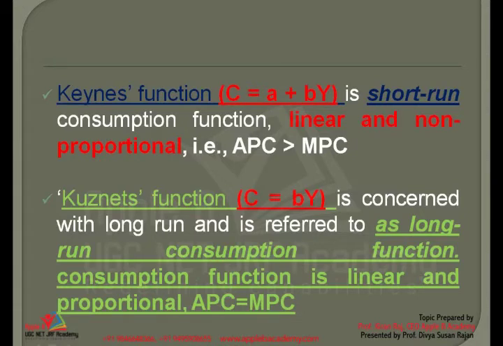However, when it came to Kuznets' function, the consumption function was rewritten by the equation C equals BY. This is concerned with the long run, as in the long run we do not consider autonomous consumption, and it is referred to as the long run consumption function. Here the consumption function tended to be linear and proportional. That is to say that the APC is equal to your MPC, or APC is constant.